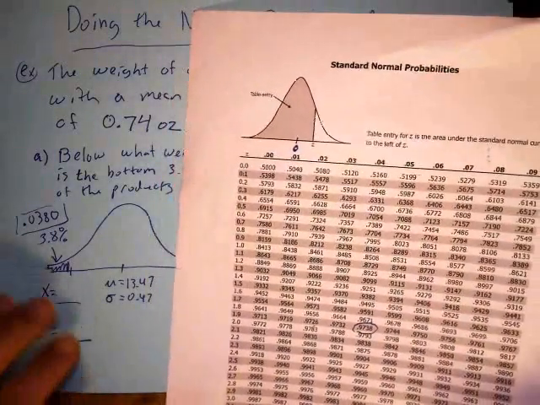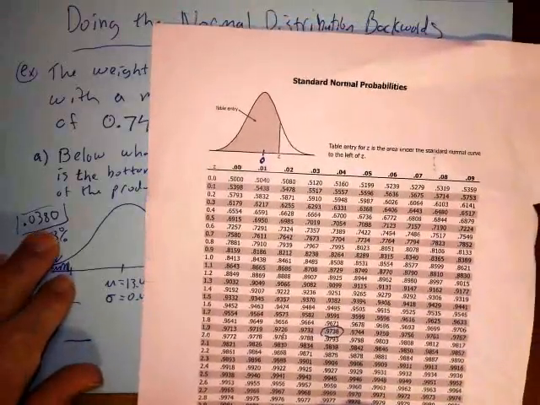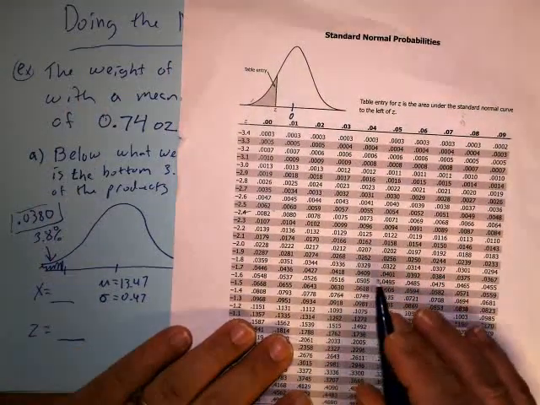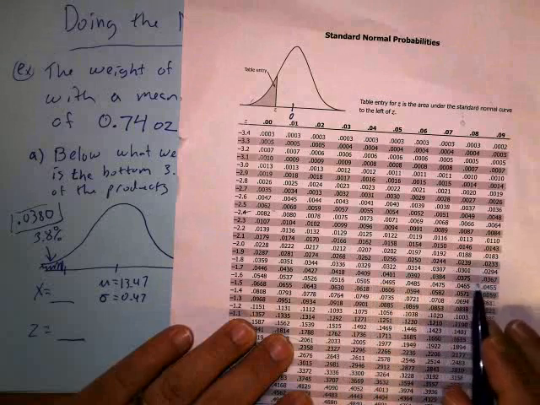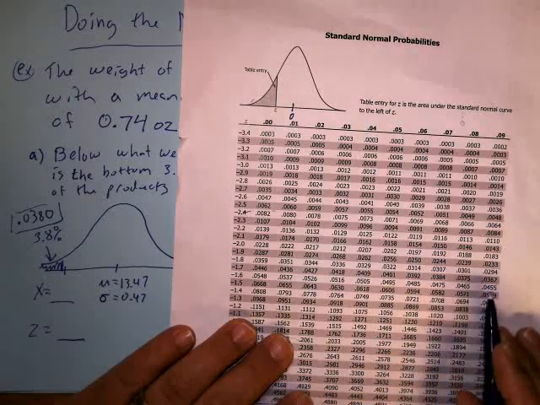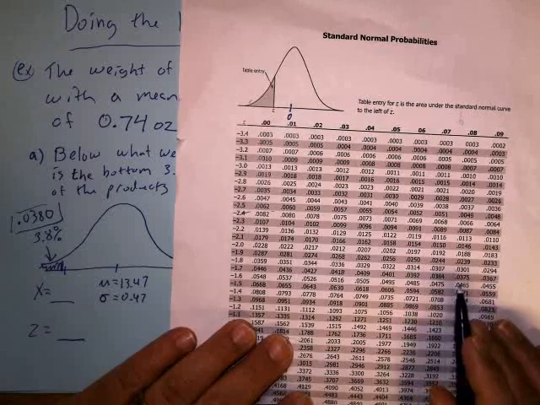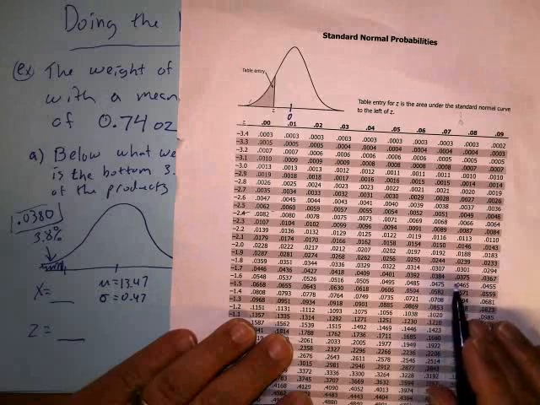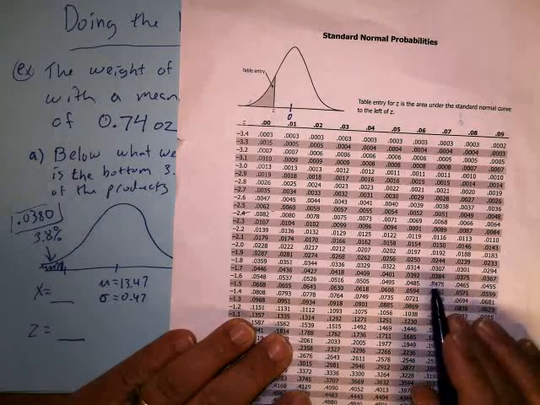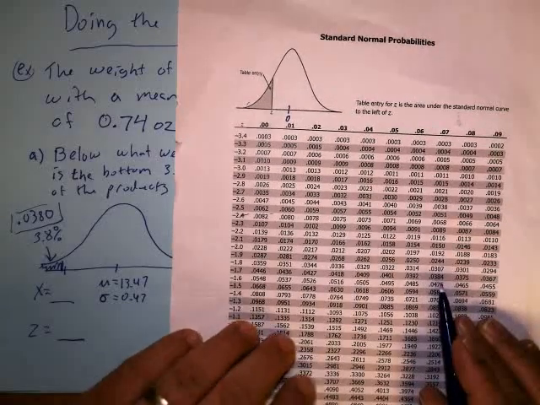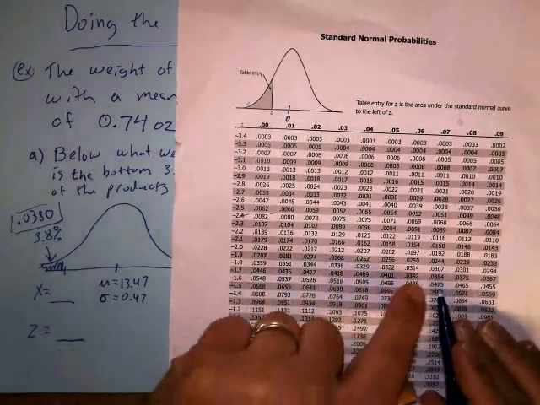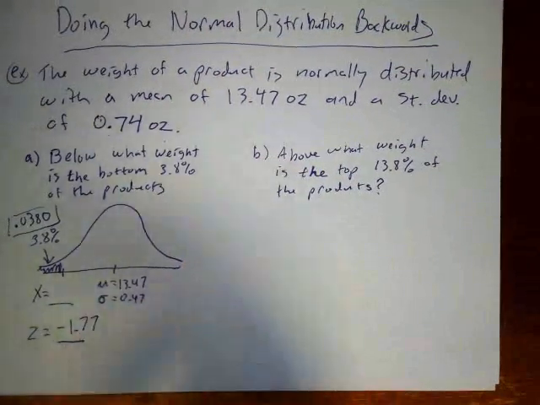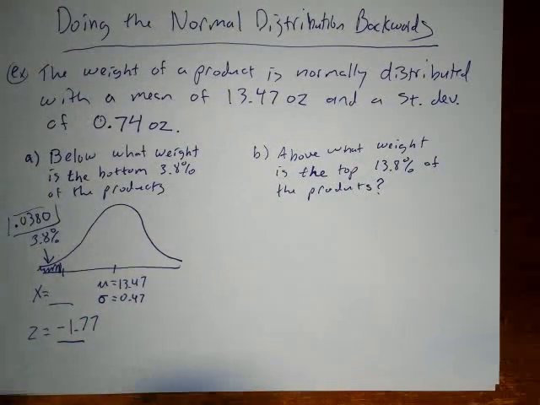So I'm looking for 0.0380 on the negative side and find what comes closest to that. Here's 0.0384 and then 0.0375. So it looks like this 0.0384 comes closest. And that corresponds to negative 1.77. So this z-score is negative 1.77. So that's the z-score that gives me the bottom 3.8%.